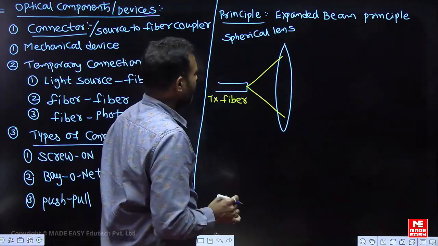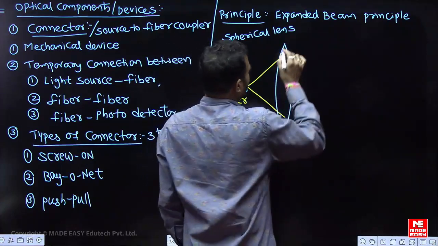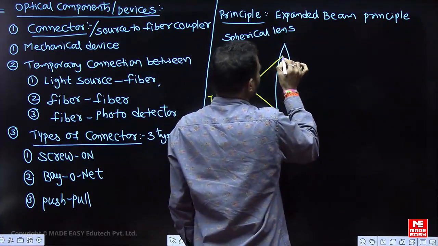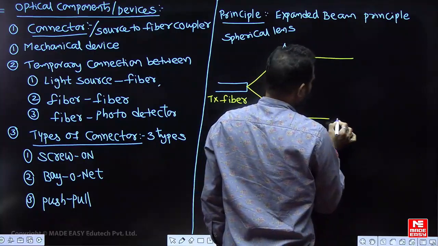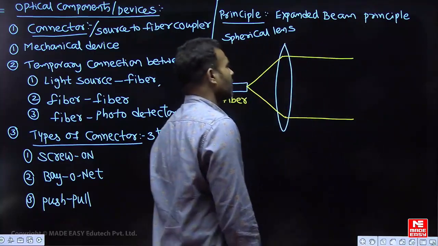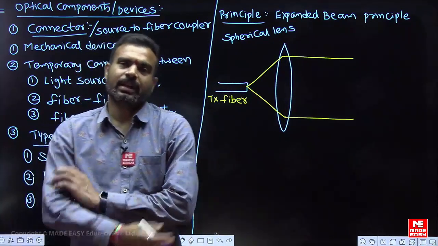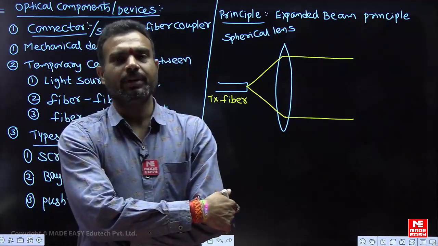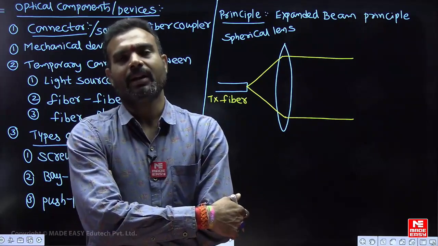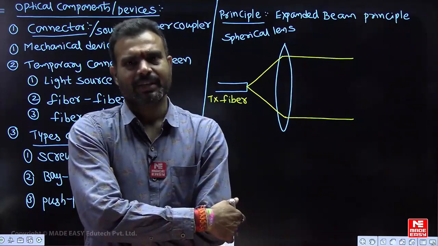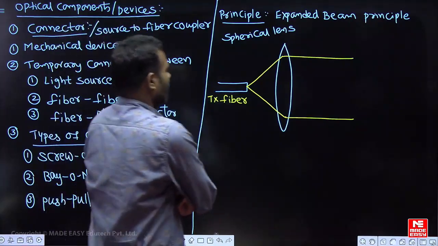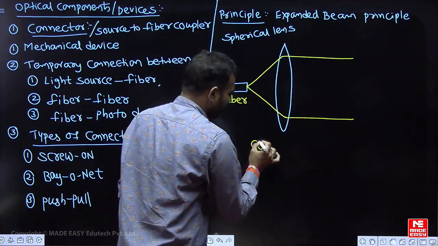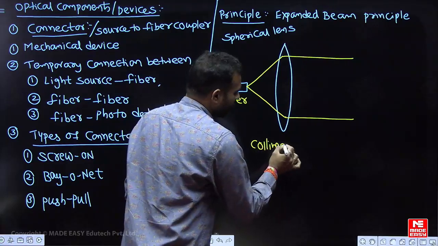The light signal comes from the transmission fiber and falls on the spherical lens, which is present like this, as shown in the figure. It makes parallel beams. The spherical lenses are used to convert your light rays into parallel beams or parallel rays. Is that clear? That point you must remember clearly. This operation is called the collimate operation.